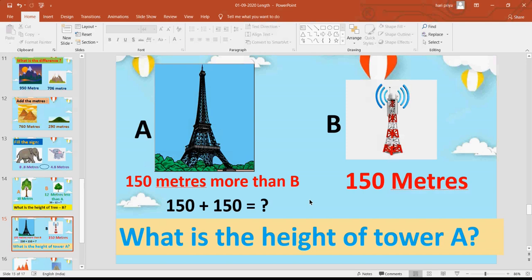So draw the numbers in the correct column. So 0 plus 0 will be 0 and 5 plus 5 is equal to 10. So another 0 will be there and the carryover 1 will be there. So 1 plus 1 plus 1 is 3. So the answer will be 300 meter.